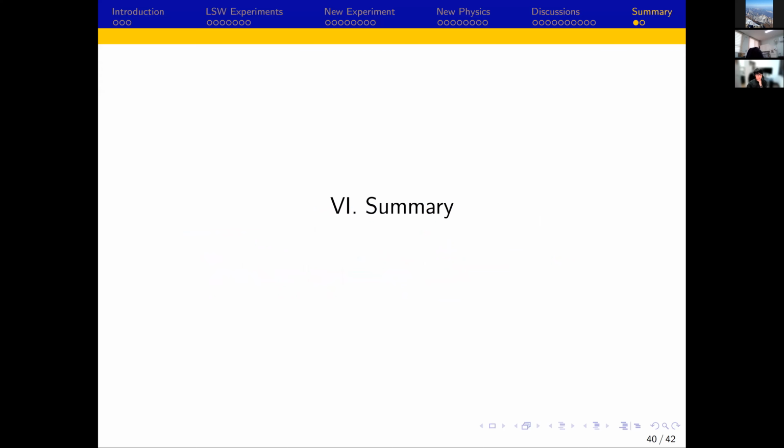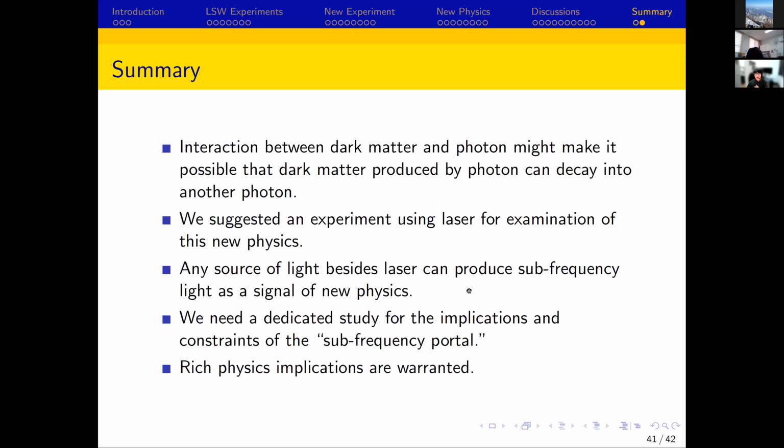Then let me summarize my talk. Okay, my talk was so short. An interaction between dark matter and photon might make it possible that dark matter produced by photon can decay into another photon. We suggested an experiment using laser for examination of this new physics, but any source of light besides laser can produce a sub-frequency light as a signal of new physics.